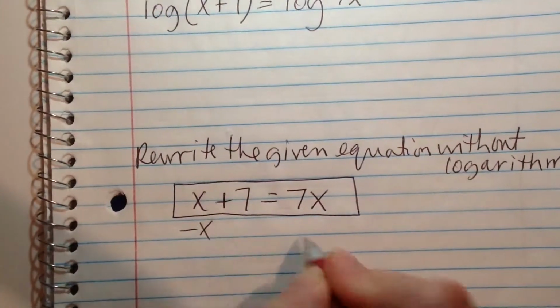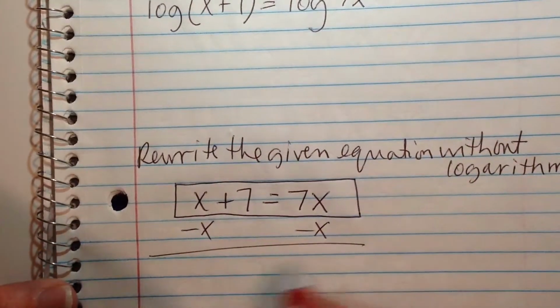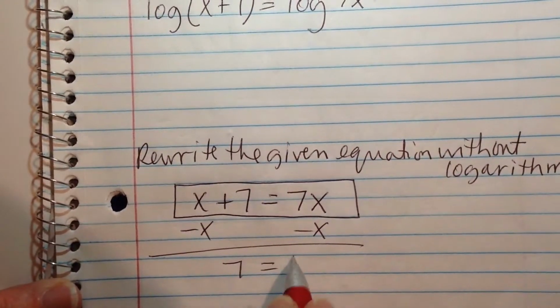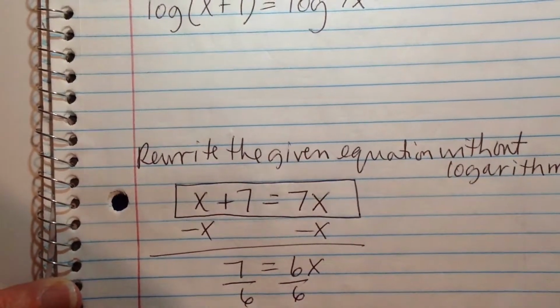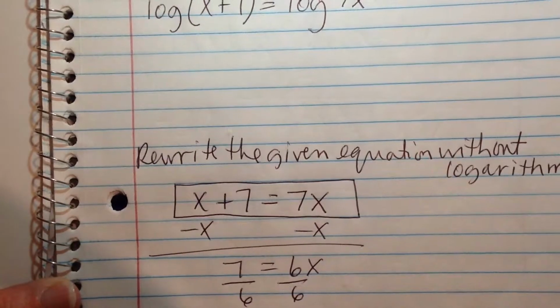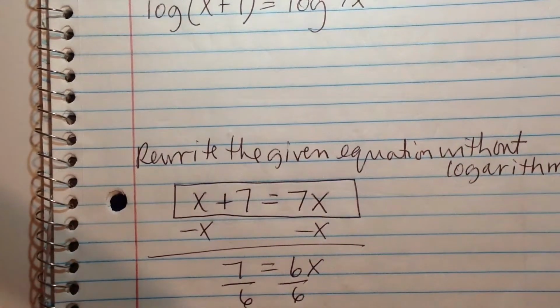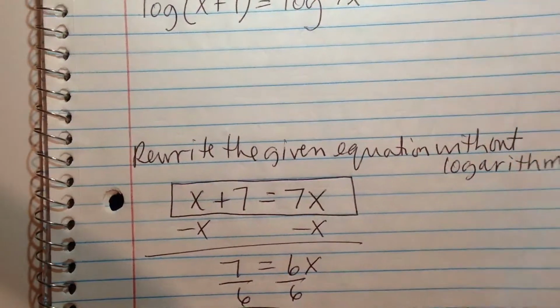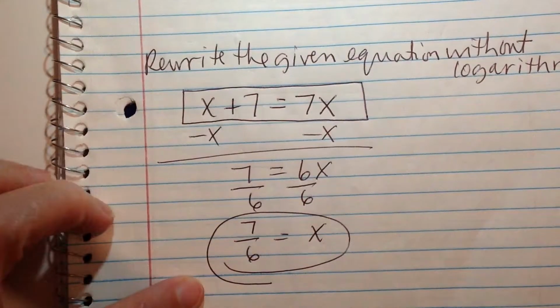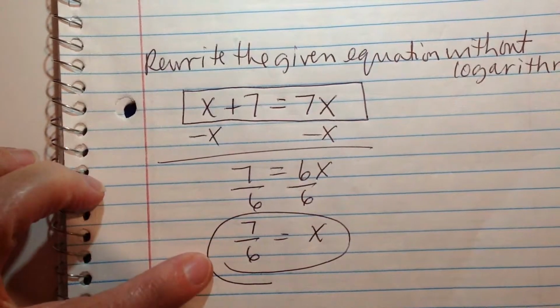Next, we can subtract x from both sides. You would end up with 7 equals 6x. Divide both sides by 6. So x equals 7/6. That would be your answer to this problem. All right, let's look at another one. Final answer there is 7/6. I'll make sure you see that answer. Okay, let's look at another example.